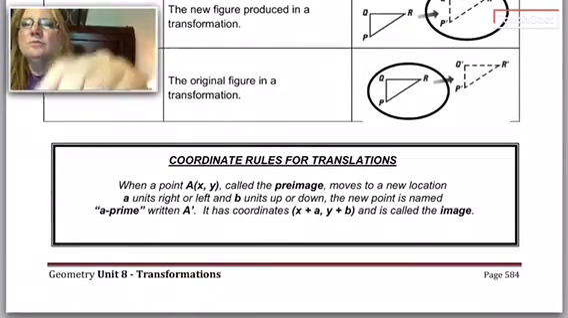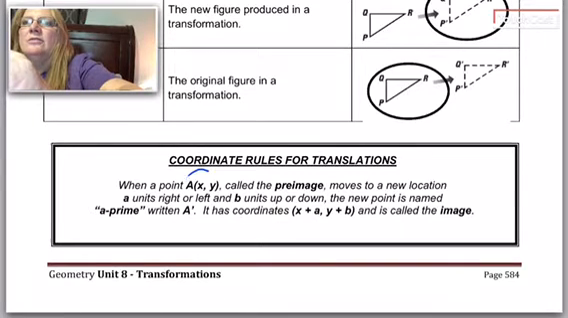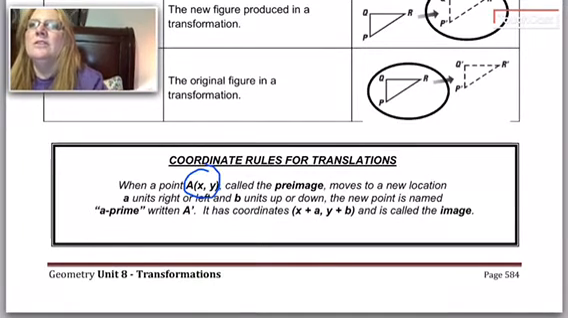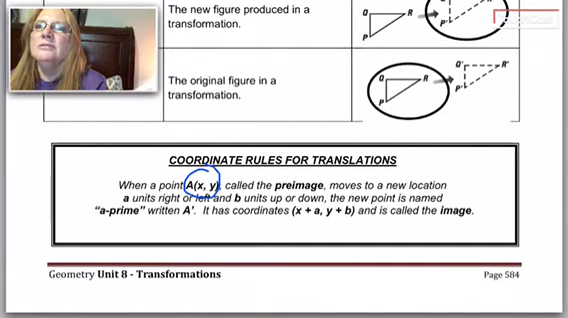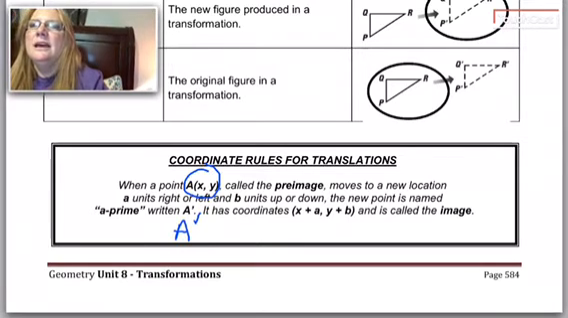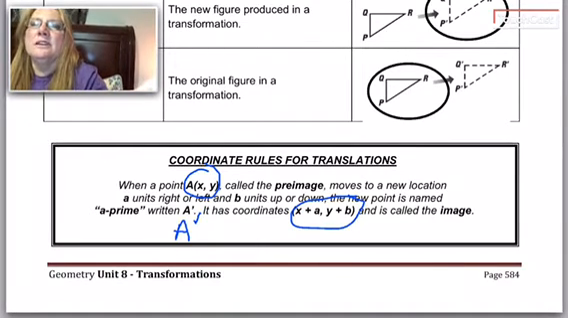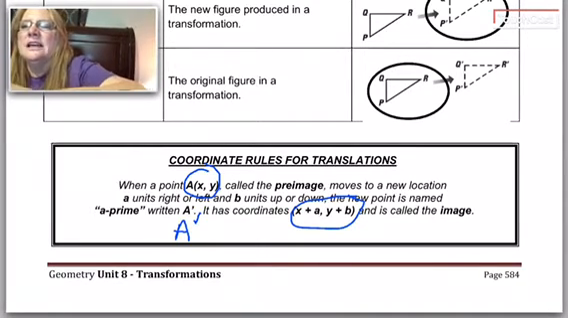Now here's some rules. When a point A has an x and y coordinate, called the pre-image, and it's moved to a new location, a units right or left and b units up or down, the new point is called A prime, and it has the coordinates x plus a and y plus b. That is called the image. Let's look at an example.